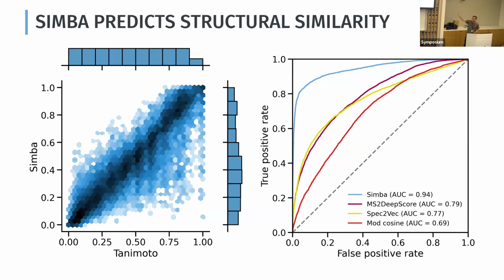And this is an ROC plot where we formulated the task as finding analogs if their Tanimoto similarity is higher than 0.7, and whether the model succeeds in that or not. The dashed line is random performance. We see that modified cosine can do it to some extent, but not super great. Our previous neural network-based methods, such as Spec2Vec and MS2 Deep Score, are a bit better, but Simba is significantly better at finding these true analog matches.